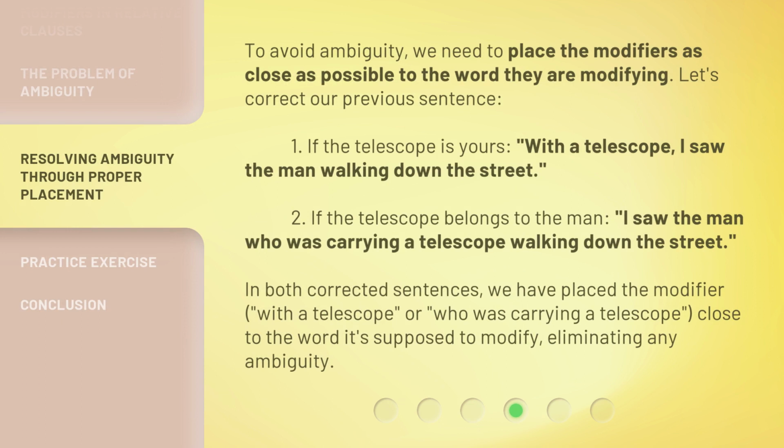To avoid ambiguity, we need to place the modifiers as close as possible to the word they are modifying. Let's correct our previous sentence. 1. If the telescope is yours. With a telescope, I saw the man walking down the street. 2. If the telescope belongs to the man. I saw the man who was carrying a telescope walking down the street. In both corrected sentences, we have placed the modifier, with a telescope, or, who was carrying a telescope, close to the word it's supposed to modify, eliminating any ambiguity.